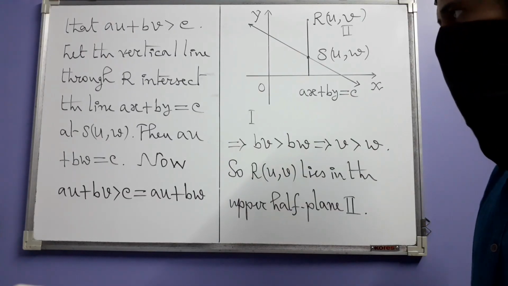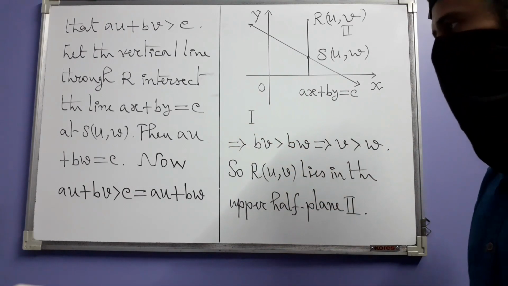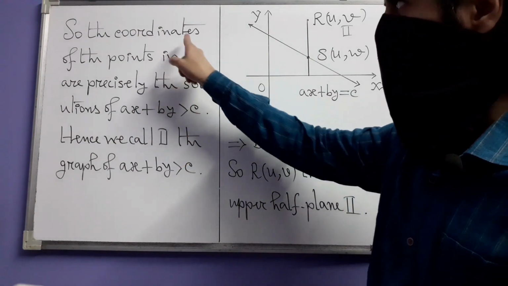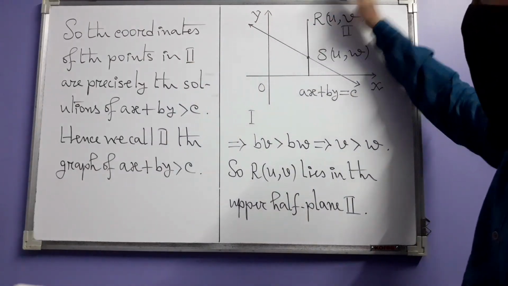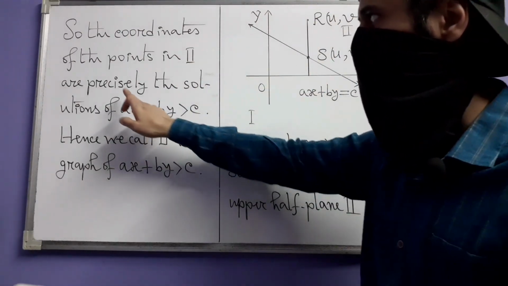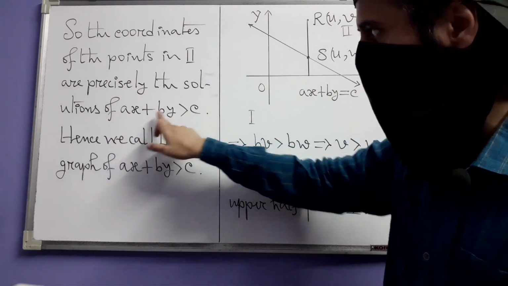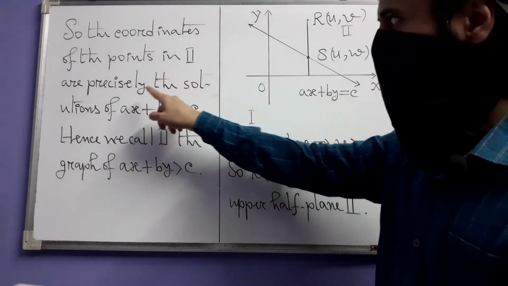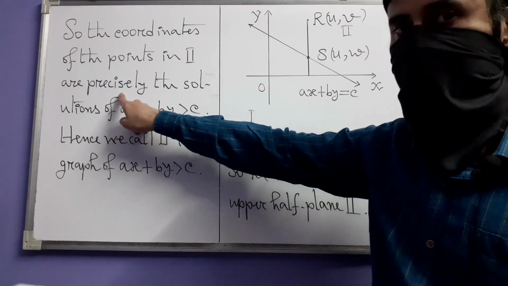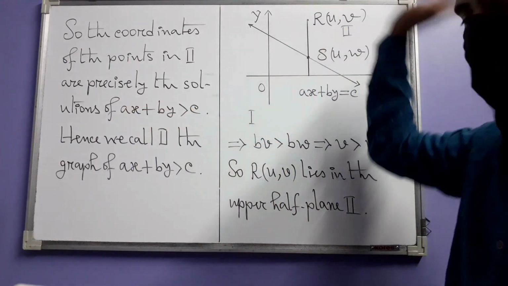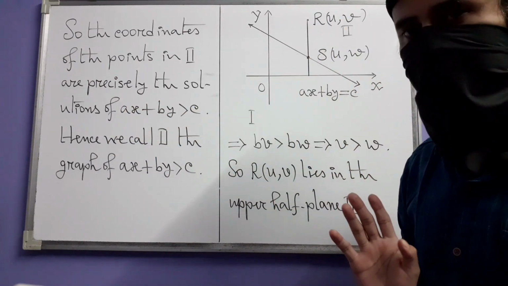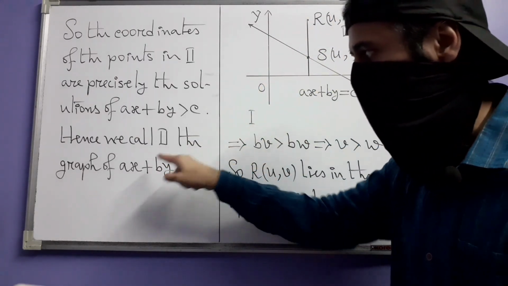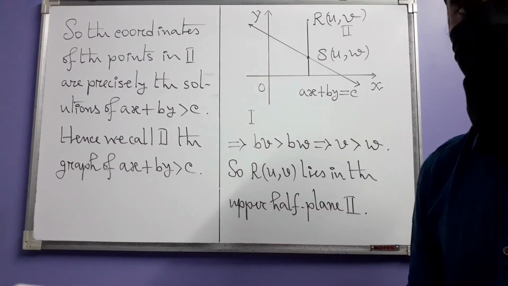And that is why, let me write that thing here somewhere. We write the conclusion like this. So the coordinates of the points in the upper half plane in this case are precisely the solutions of this inequality ax plus by greater than c. What does it mean for them to be precisely the solutions? It means that they are solutions and they are the only solutions. And that is why we call this half plane the graph of this inequality ax plus by greater than c.